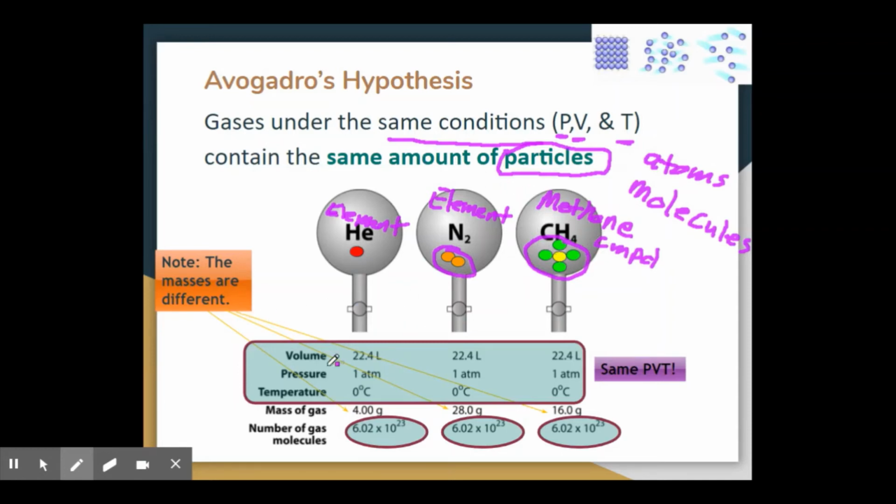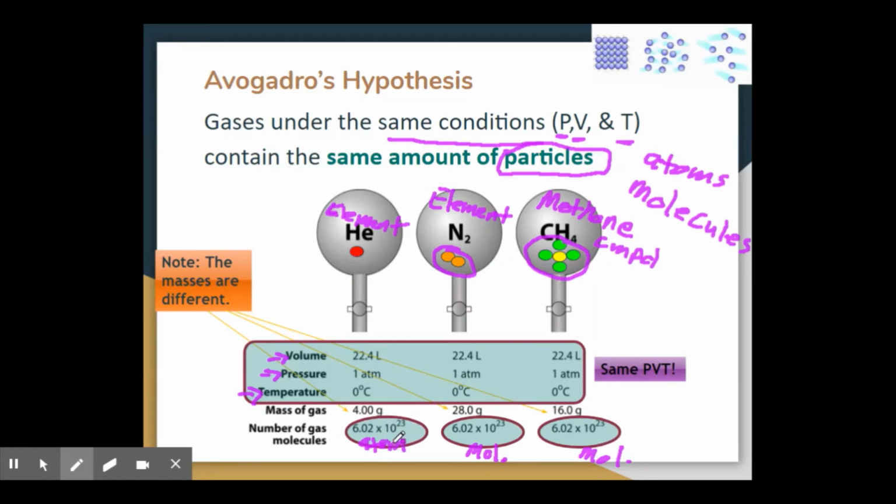He noticed that as long as they were under the same conditions, so here they're all under 22.4 liters at 1 atm for the pressure and at 0 degrees Celsius, as long as the P, V, and T are the same, they all have the same number of particles. So for helium, that particle would be atom. But for nitrogen and methane, both of those particles will be molecules, and I'll just put MOL for short, because they are groups of atoms. So that's a big number, 6 sextillion.